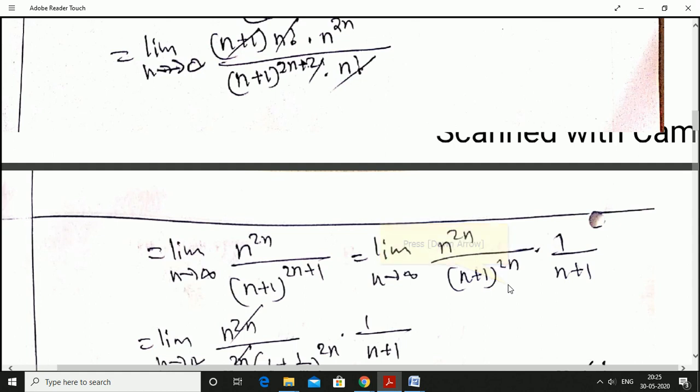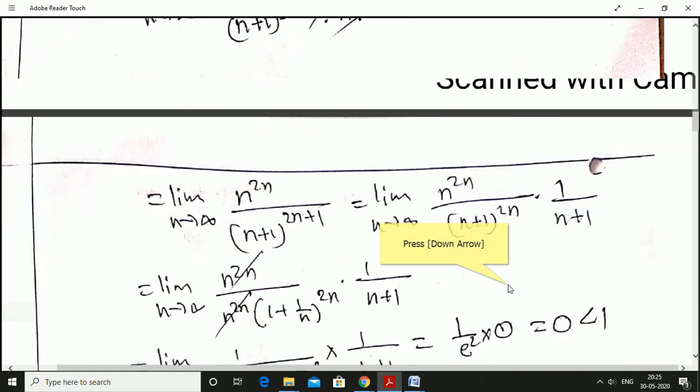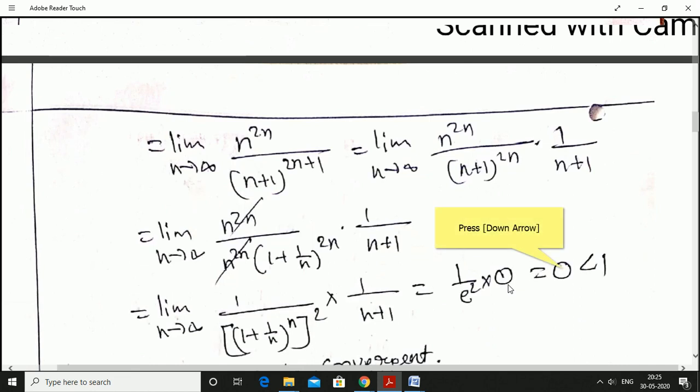n power 2n divided by n to the power of 2n into (1 plus 1 by n) whole power 2n into 1 over (n+1) as it is. n power 2n gets cancelled. That's equal to limit as n tends to infinity 1 divided by ((1 plus 1 by n) whole power n) whole square, because this is the standard limit: (1 plus 1 by n) power n, limit as n tends to infinity, is e.